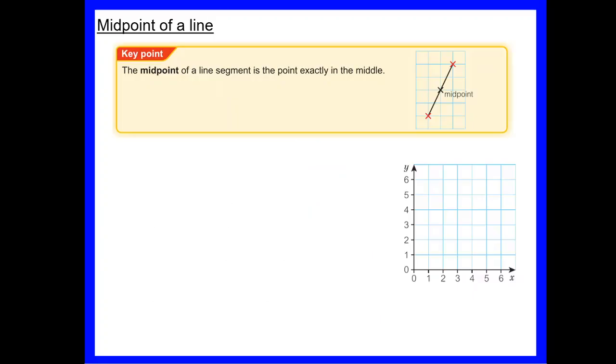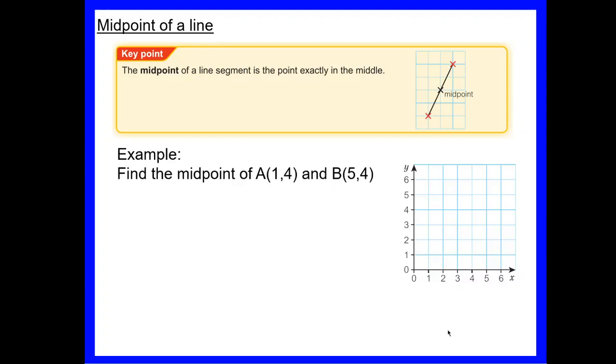Okay, we're now going to start to have a look then at the midpoint of a line. So the midpoint of a line section is the point exactly in the middle. Okay, so we call it a line segment because it starts and stops between 2 points. It doesn't just carry on forever, otherwise we wouldn't be able to find the middle of it.